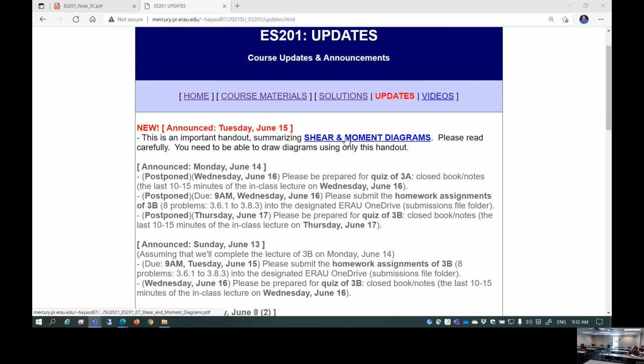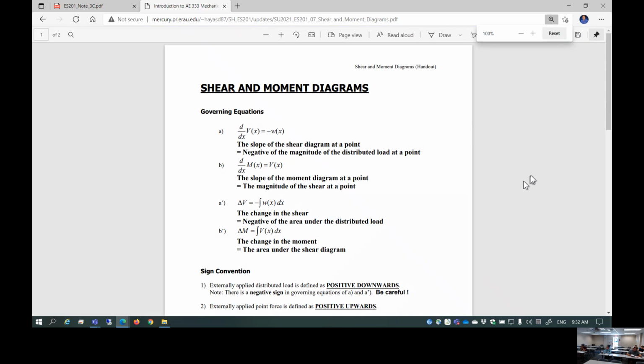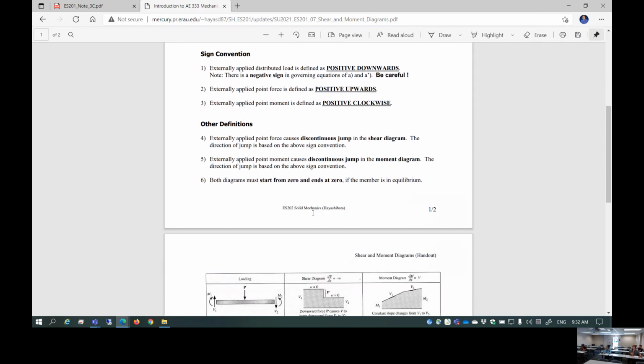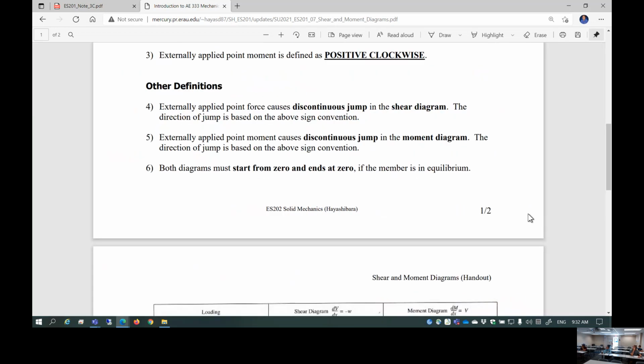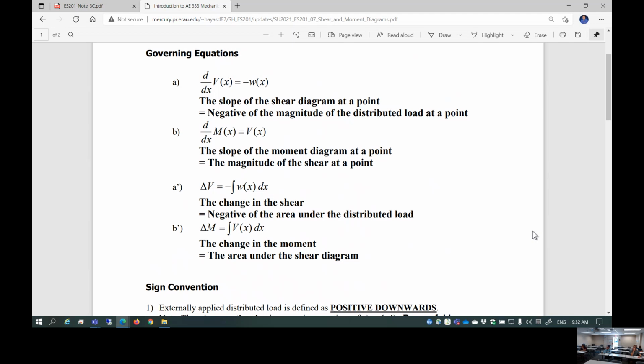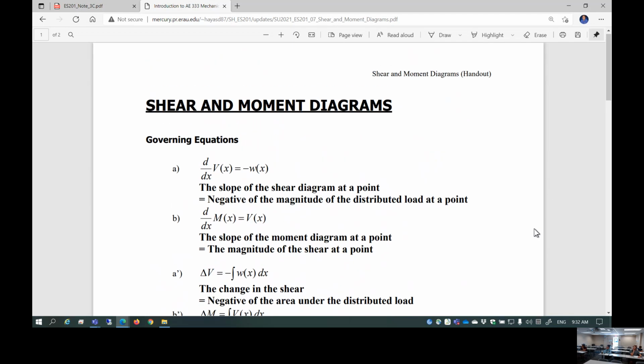So this is the handout. Let's just take a look. Okay, shear and moment diagram handout. This handout actually came from ES202, solid mechanics. This is the class you're supposed to be taking right after this class. This class is ES201 statics. This handout is taken out of ES202 because occasionally I teach that class. Nowadays, not quite often, but I used to teach it when I was a graduate student doing my PhD. Every semester I taught this class.